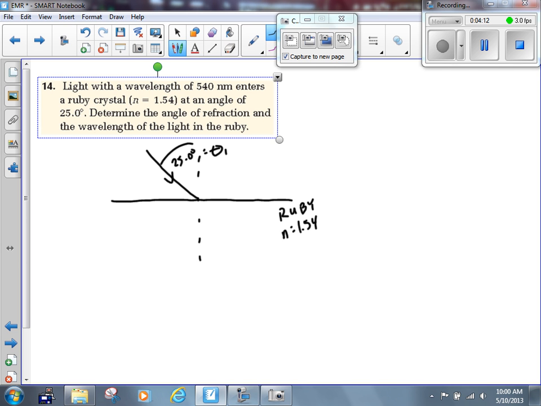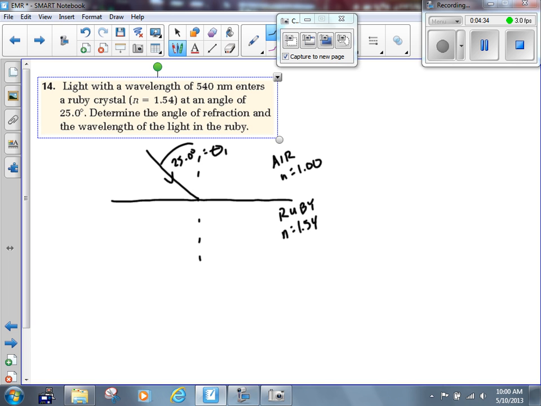The angle of refraction and the wavelength of light in the ruby, we're going to assume that it's coming from air. It should say that, but it doesn't. We're going to assume that it's coming from air that has an index of refraction of 1.00. Tell me what's going to happen to the speed of this light as it goes into this new medium ruby. Is it going to speed up or is it going to slow down?